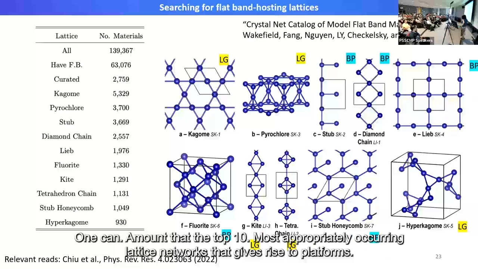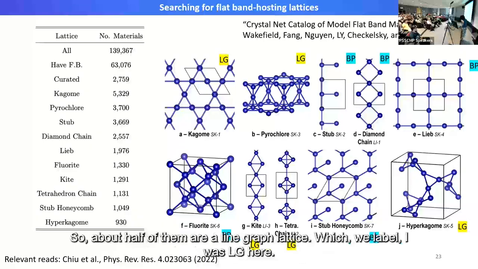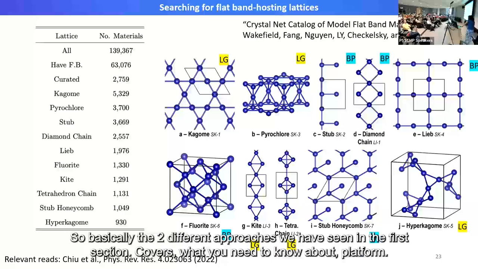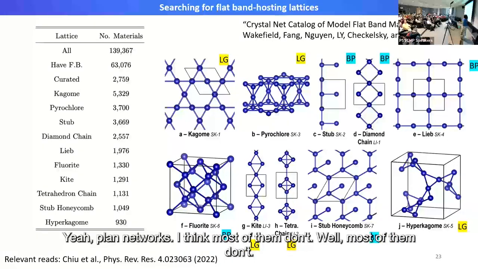One can work out that among the top 10 most frequently occurring lattice networks that give rise to flat bands, about half of them are line graph lattices, which we label with LG here, and the other half are bipartite lattices with different numbers in the two sublattices. So basically, the two different approaches we have seen in the first section cover what you need to know about flat band networks. Yes, Shoyu.